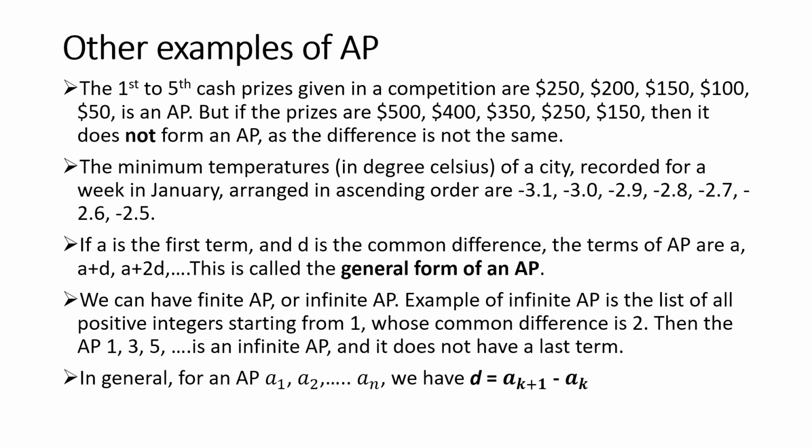If A is the first term and D is the common difference, the terms of the AP are A, then A plus D, A plus 2D and so on. This is called the general form of an arithmetic progression.